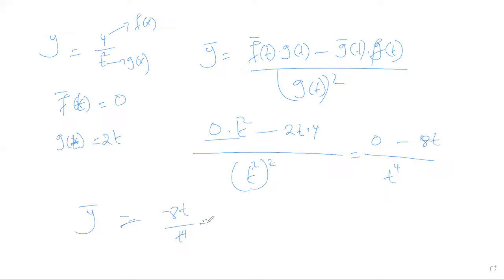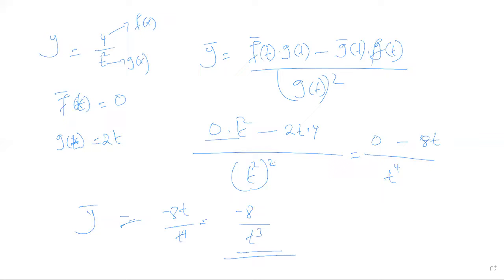This first part will be 0. 0 minus 2t times 4 will be negative 8t, divided by t to the fourth. One t up and one t down will cancel each other. Negative 8 divided by t cubed. This is our final answer. I hope we did a very nice calculation.